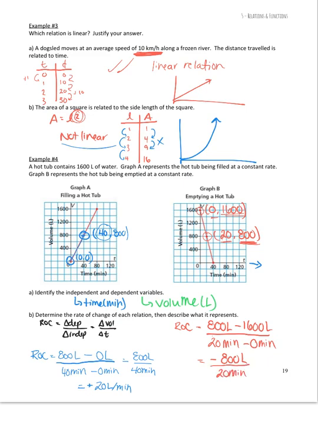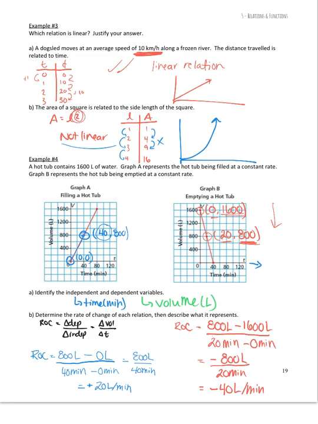We're going to keep that negative because it tells me that my rate of change is decreasing, which makes sense because I'm emptying the hot tub. All right, so I get a negative 40 liters per minute. The negative means that it is dropping, so my volume is decreasing by 40 liters every minute.